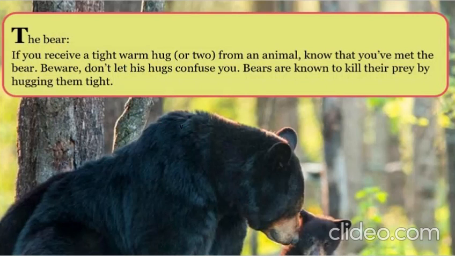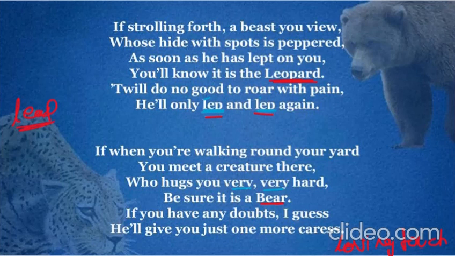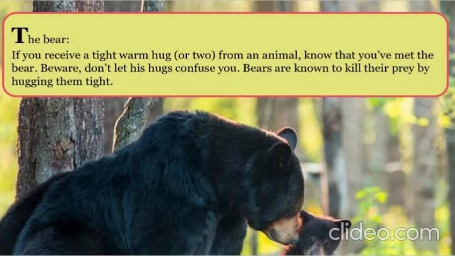Next comes the bear. In the fourth stanza, the poetess is telling about the bear. So if you receive a tight, warm hug or two hugs from an animal, know that you have met the bear. A bear is the one who will hug and show some loving touch towards you. But these hugs are just to confuse you, because bears are known to kill their prey by hugging them tight. Here you see it's written, right? Very, very hard. It's not like, oh, you're human, you're so good. No, a bear will hug you so tight that you will die out of suffocation.